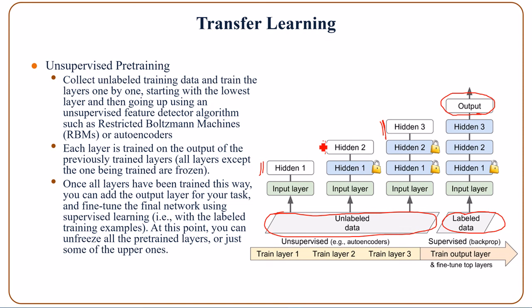Note that when you train the hidden layers one by one, you need to freeze all the previously trained layers. So when you train layer 2, layer 1 is frozen. When you train layer 3, layer 2 and layer 1 are frozen. When you get to the final step, you can unfreeze some pre-trained layers or maybe all of them so that you can use the labeled data and let backpropagation tweak their weights.